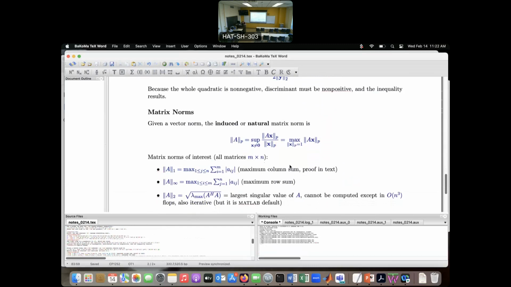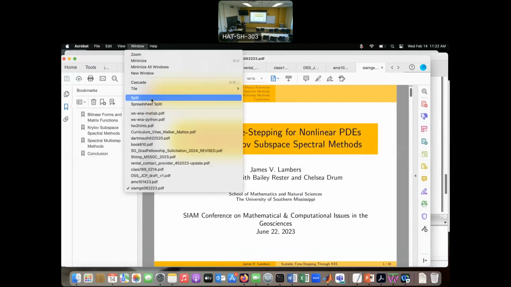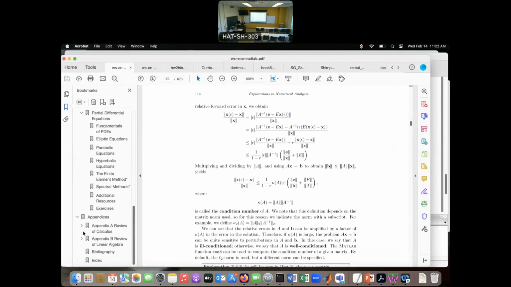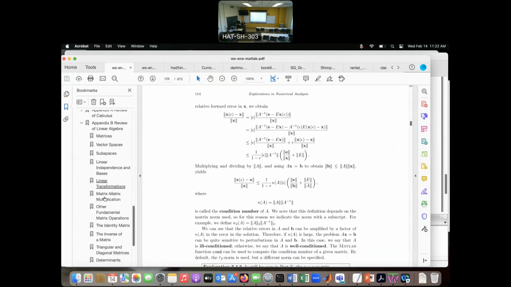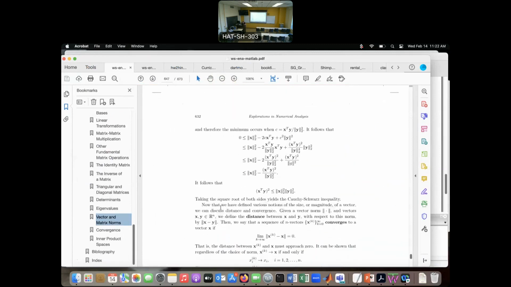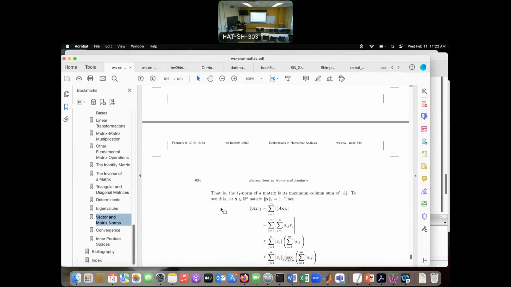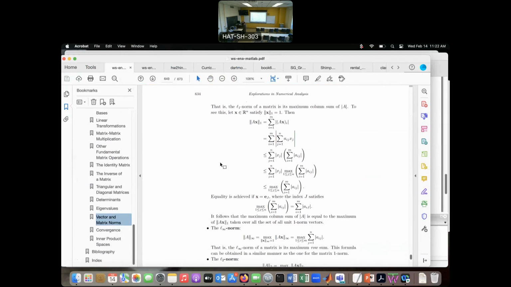I have in the appendix, the second appendix is all linear algebra background, all the information on norms. Yeah, so here I have on this page the proof of the formula for the one norm of a matrix.